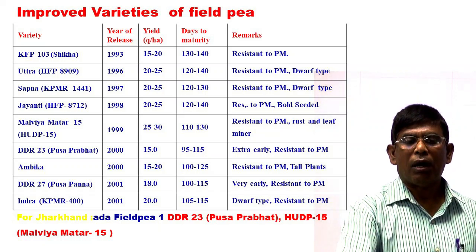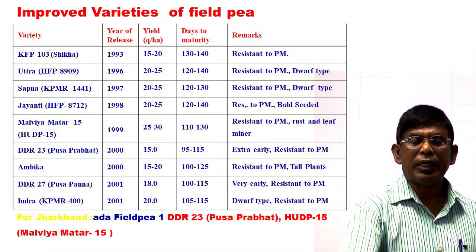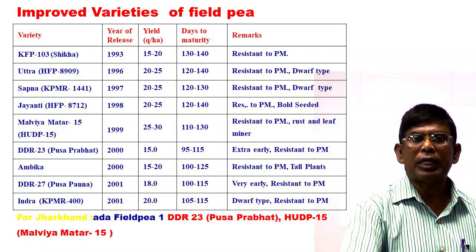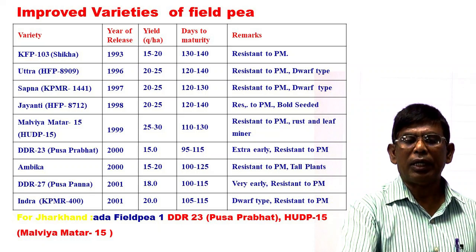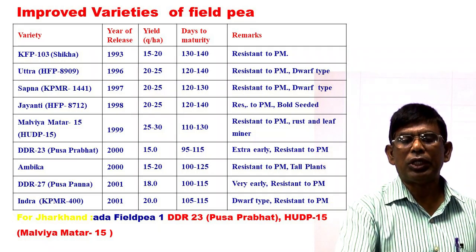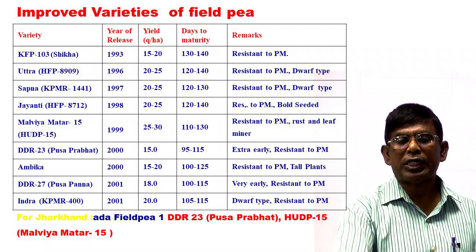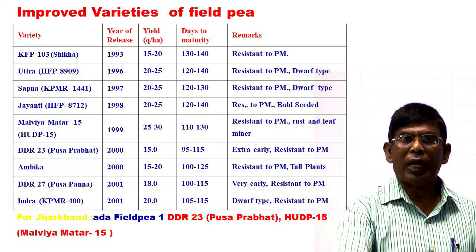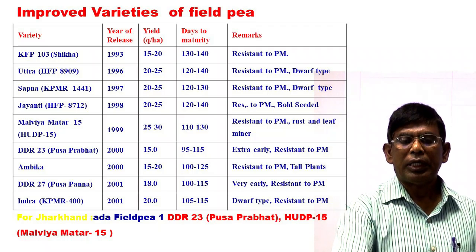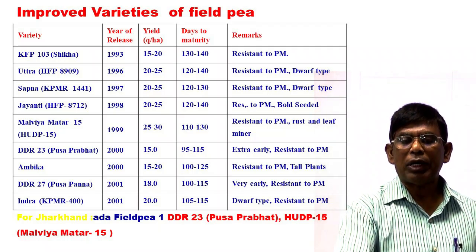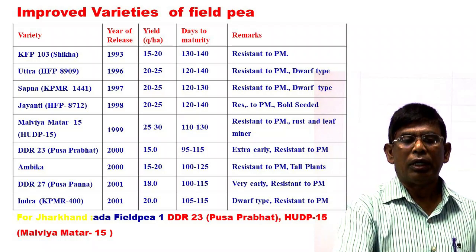Then Sapna, it was released in 1997. Its yield capacity is 20 to 25 quintal per hectare with a maturity duration of 120 to 130 days. It is also resistant to powdery mildew, and it is a dwarf type plant. Then Jayanti, it is also resistant to powdery mildew, and it is bold seeded.